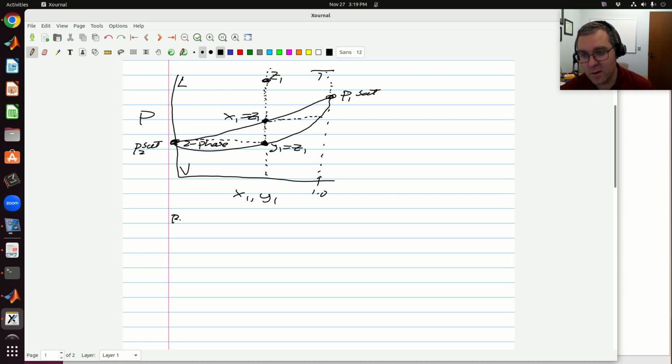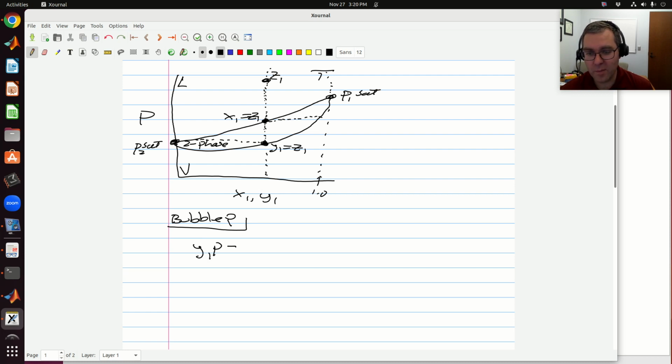So the key of performing my bubble P calculation is that at my bubble point, I have a system at two-phase coexistence where my liquid composition is equal to Z, my mixture composition. So I'm going to write down my three isofugacity equations for my ternary system.